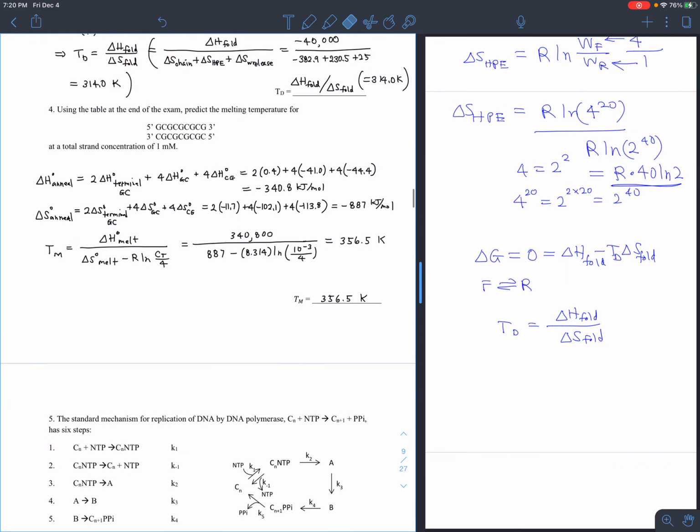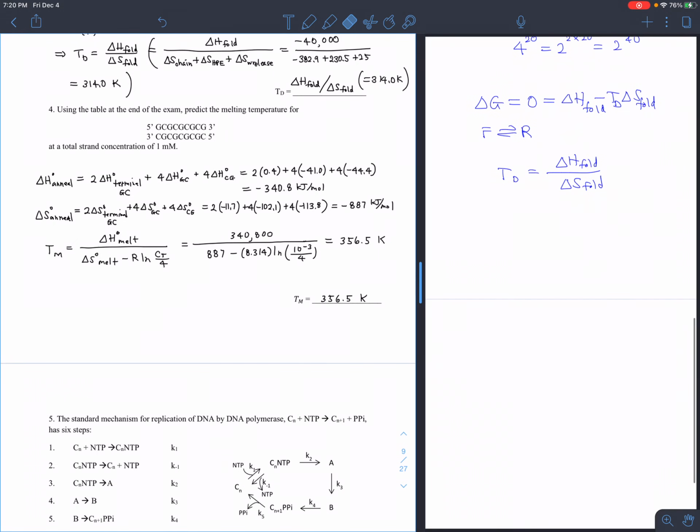Problem number 4 is a predict the delta H and delta S and melting temperature problem for an oligonucleotide that has 1, 2, 3, 4, 5, 6, 7, 8, 9 base pairs. And all the base pairs are almost the same, right? There's a GC at the end there, and then there's a CG one, but they're all the same after that.